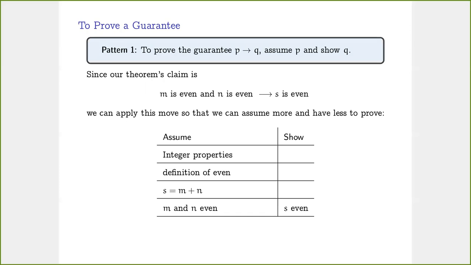we're going to suppose, for the sake of proof, that the condition of this conditional is true. That is, we're going to assume the integer properties, the definition of even, s equals m plus n, and we're going to assume that m and n are even, and we only have to show that s is even. So in doing this, we have more things to assume and less to prove.